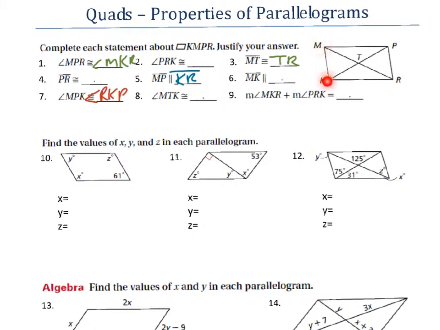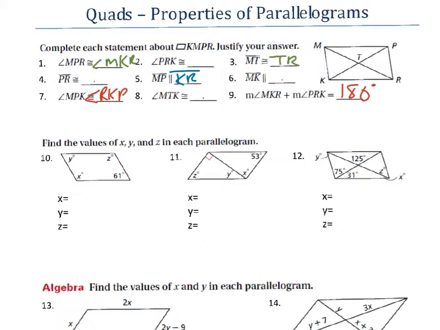Okay, number 9, angle MKR plus angle PRK. So MKR and PRK. Well, those are adjacent angles. And one of the things that we had on our angles was that they are supplementary. So they add up to 180 degrees. So adjacent angles are supplementary.